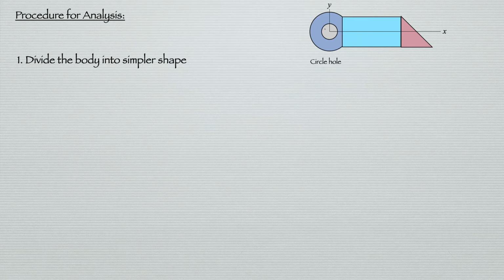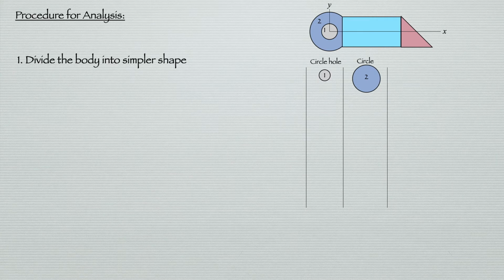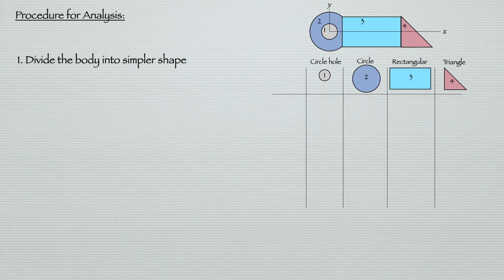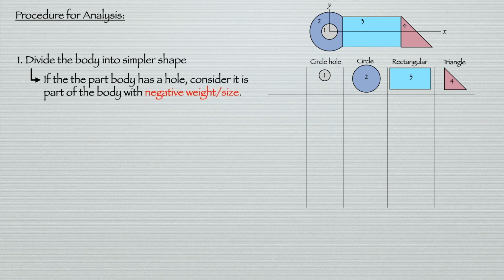For example, here we have circle hole 1, the small circle that made a hole for the composite body. Second one is the big circle. Okay, the blue one is the body, and the third shape is the rectangular, and the fourth shape is the triangle. So we have divided the composite body into 4 shapes, where the first shape is a hole. That means because the part is a hole, we consider it as part of the body with negative weight and size, right?